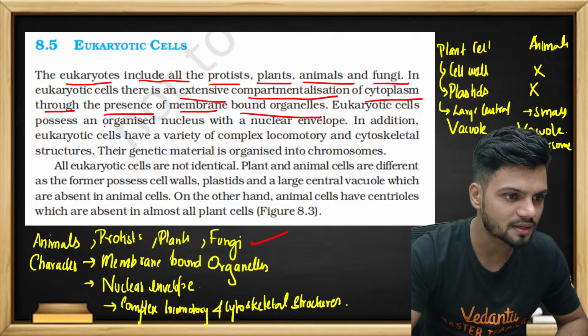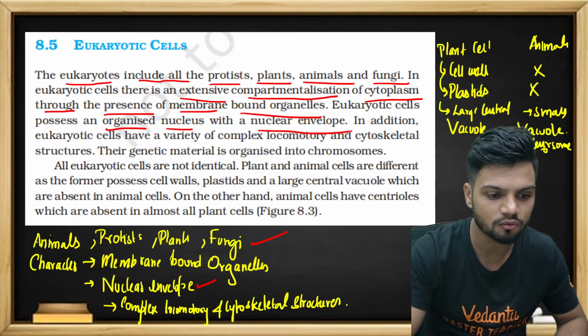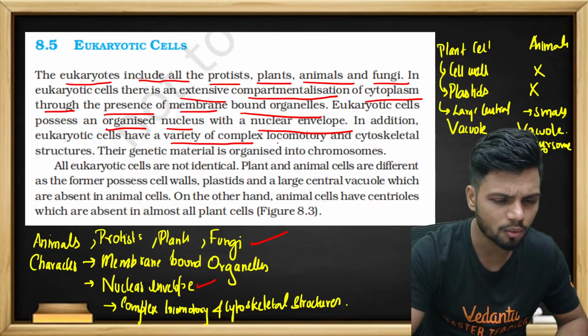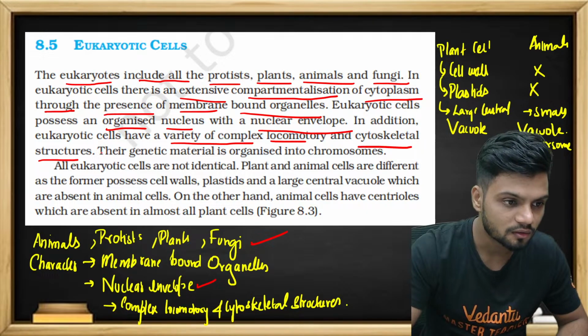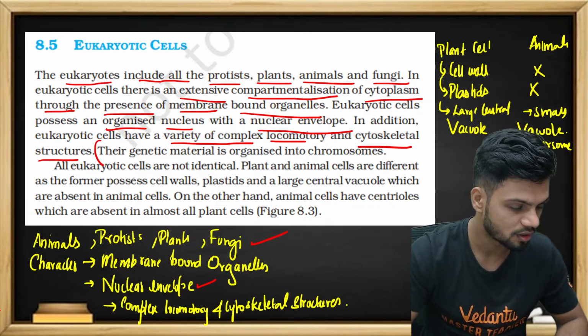Eukaryotic cells possess an organized nucleus. A well-defined nucleus with a nuclear envelope. In addition, eukaryotic cells have a variety of complex locomotory and cytoskeletal structures. Okay. Genetic material. Tell me, what is genetic material here? How is the genetic material?